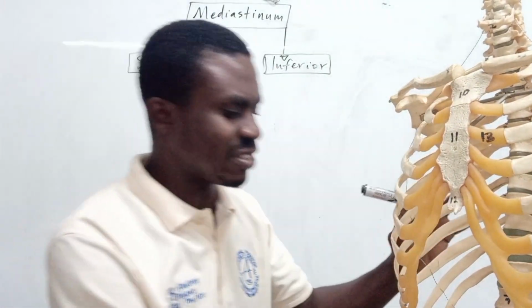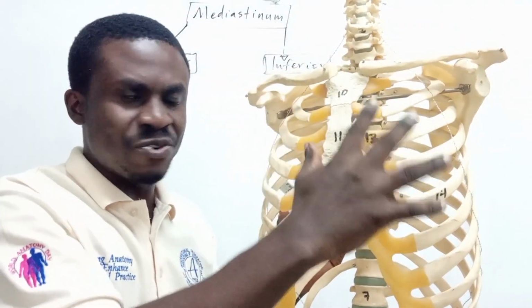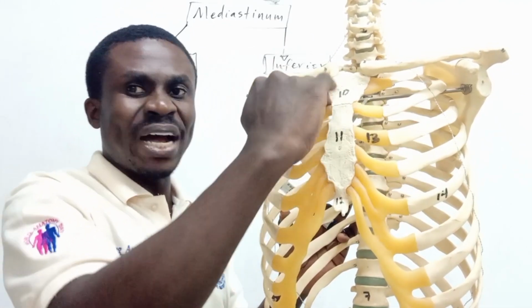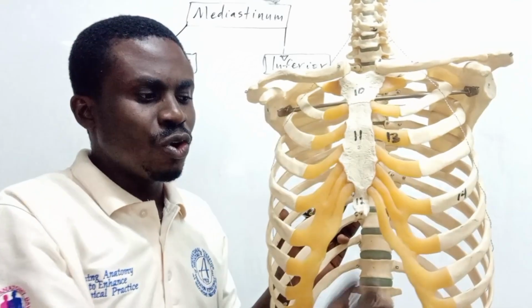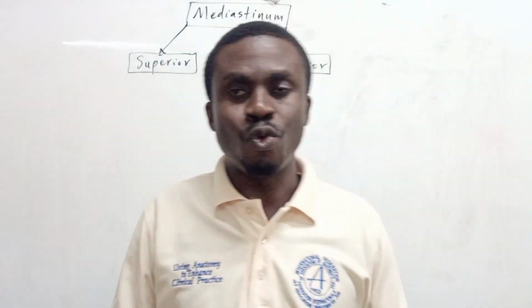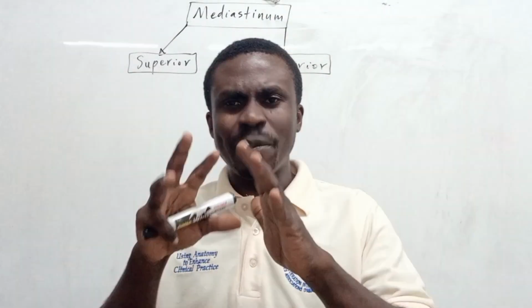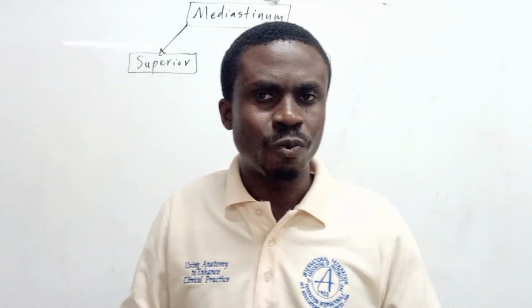So that region, midway between the two lungs enclosed by the pleura, which is above this imaginary line, will be called the superior mediastinum, and that below will be called the inferior mediastinum. For this reason, another important thing which you have to know will be the boundaries. What delimits this mediastinal area that we are talking about? What are the boundaries of this mediastinum?